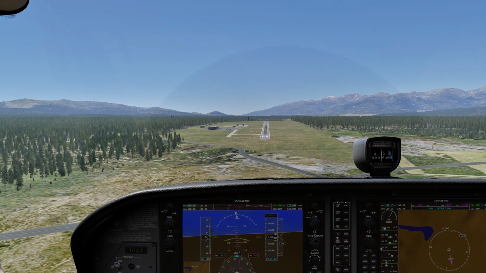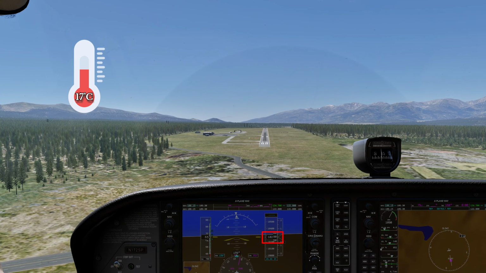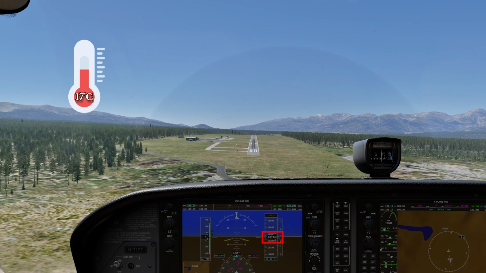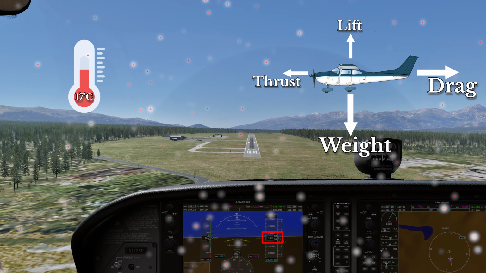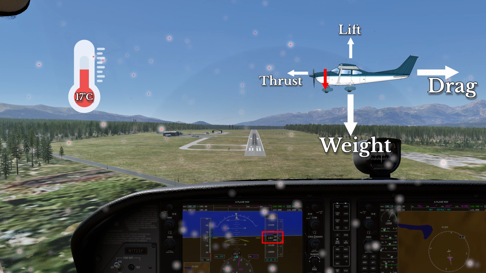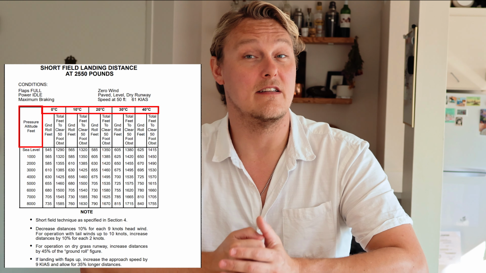So think of it like this. Density altitude tells you how your plane will perform. On a hot day at a high elevation airport, the air is less dense, so your wings and propeller produce less lift and thrust, and your engine produces less power. In our performance charts, we usually won't see our density altitude, but it will show pressure altitude with different temperatures. These refer to our density altitude. This is also the reason why some pilots call density altitude performance altitude.